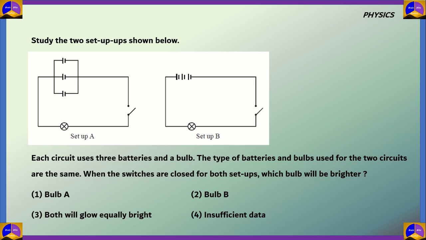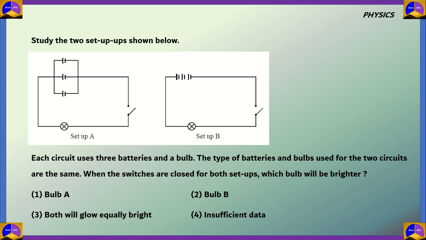Next question on physics. Study the two setups shown below. Each circuit uses 3 batteries and a bulb. The type of batteries and bulbs used for the two circuits are the same. When the switches are closed for both setups, which bulb will be brighter? Bulb A, bulb B, both will glow equally bright, or insufficient data.